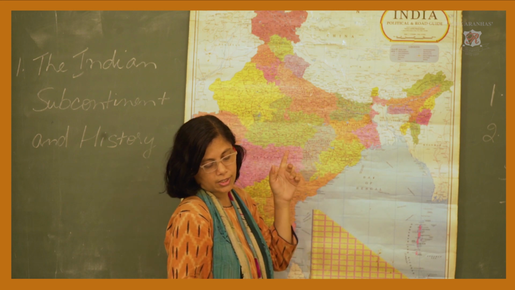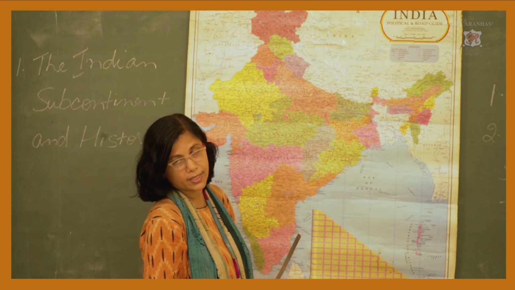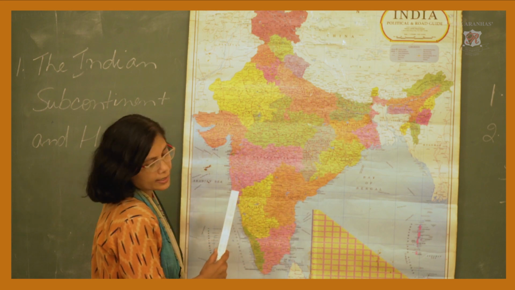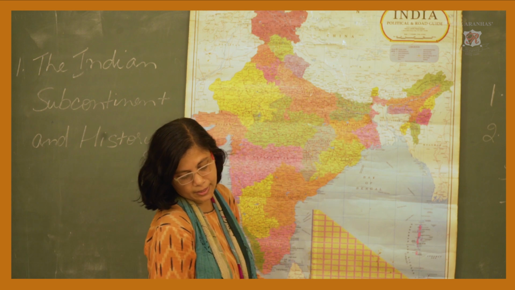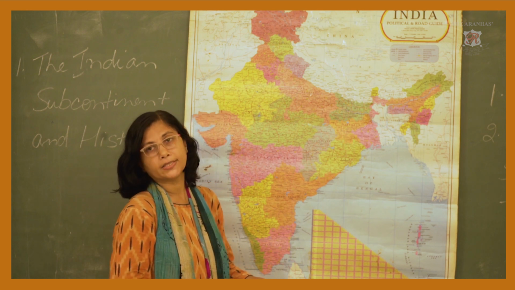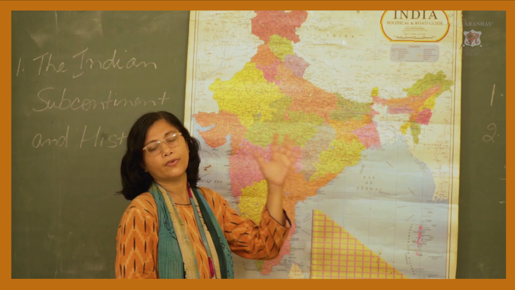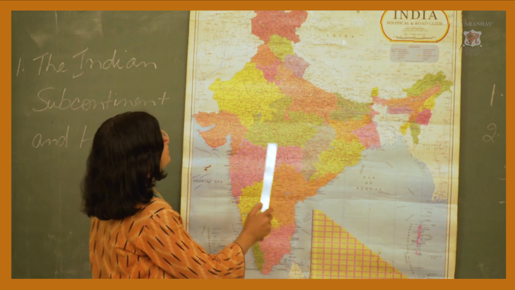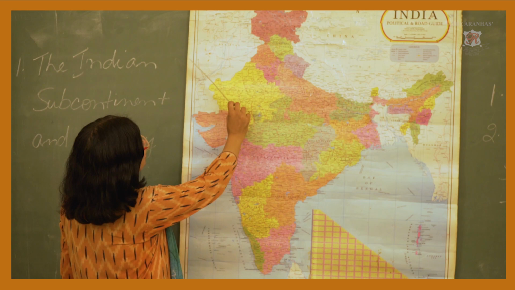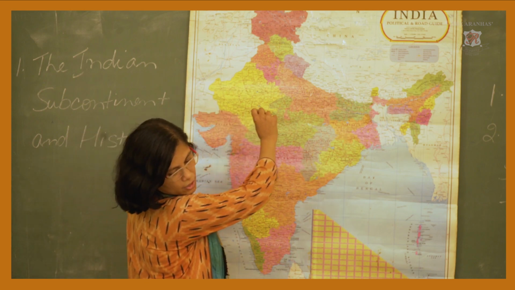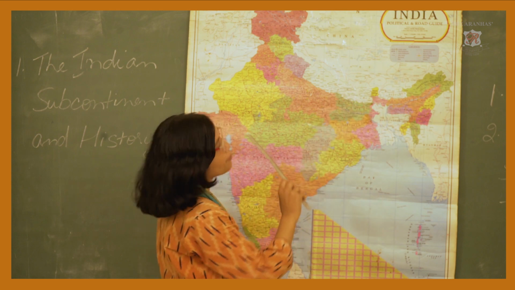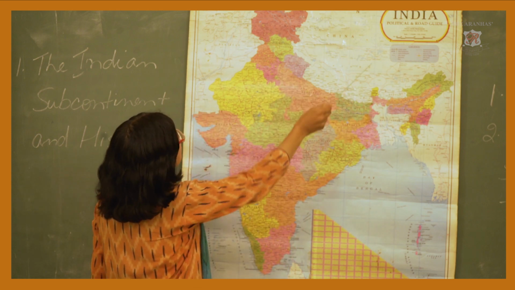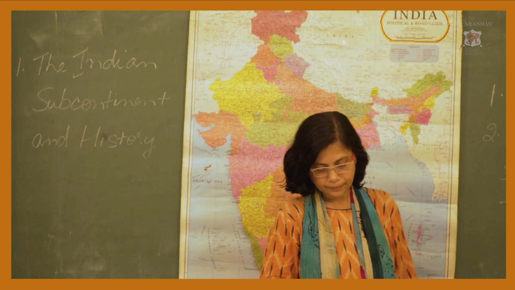The second region is the plains of the Sindhu, Ganga and Brahmaputra. These were 3 very big rivers, and the basin of these rivers was very fertile. The area stretched from Sindh and Punjab in the northwest, all the way to present day Bangladesh. Again, we are talking about ancient Indian history.